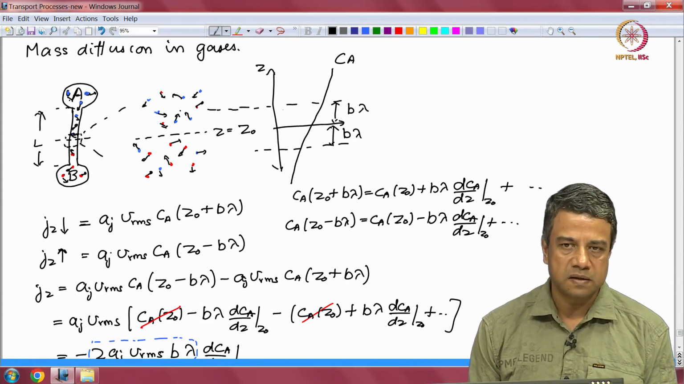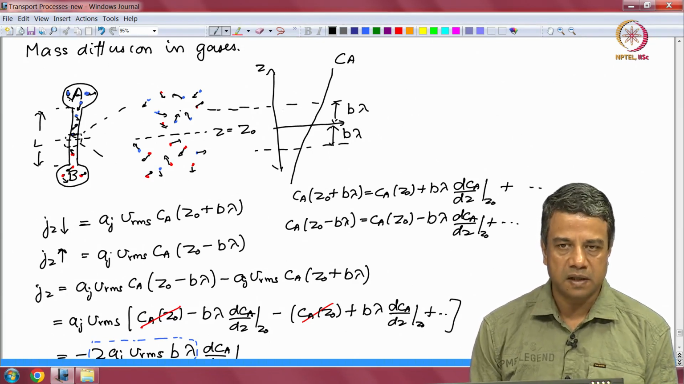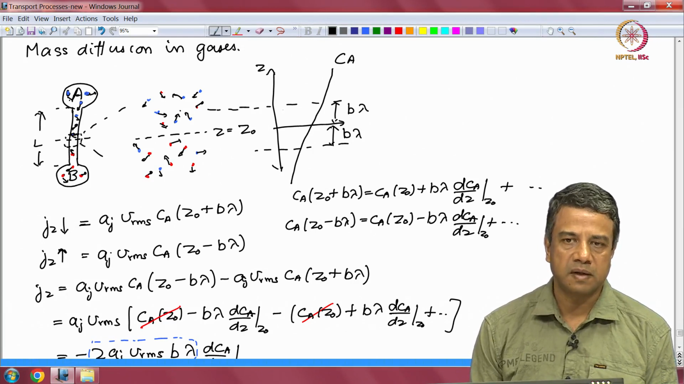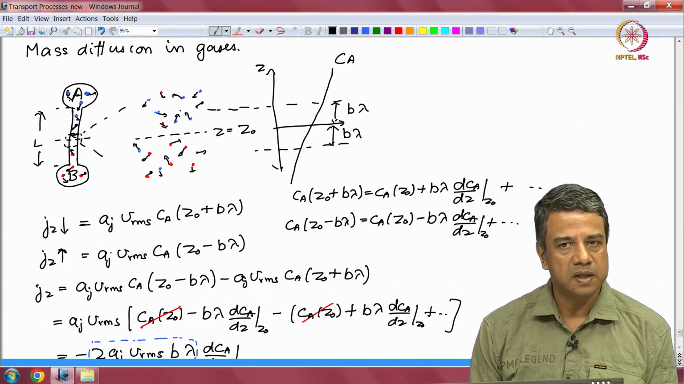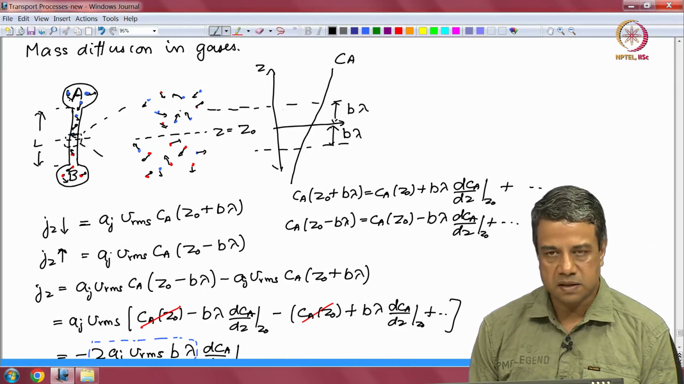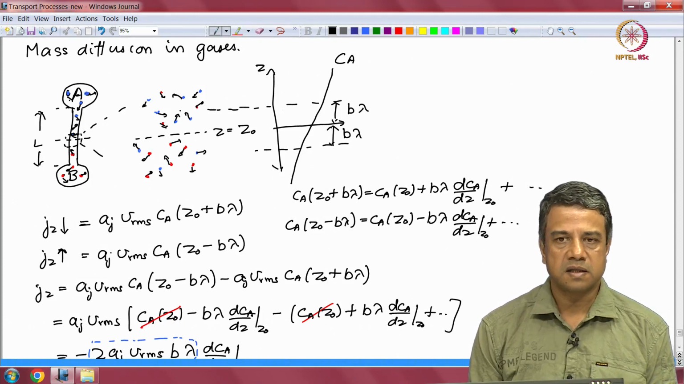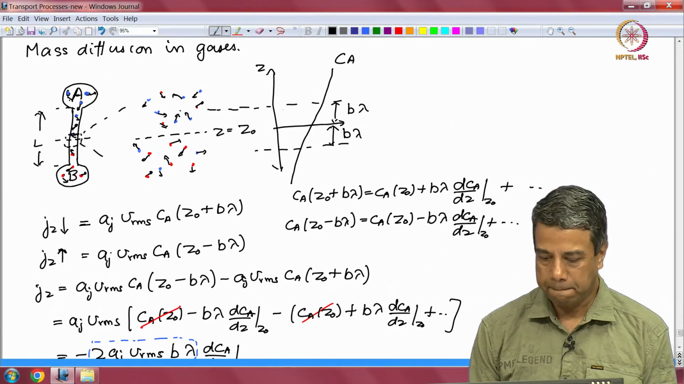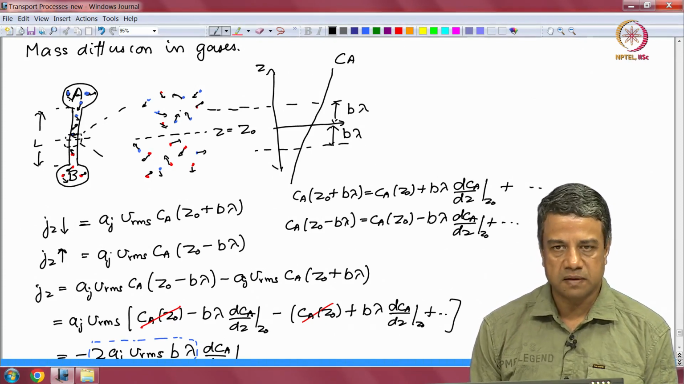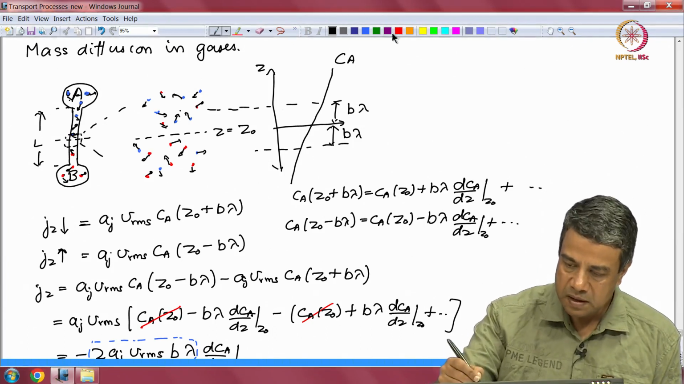There is a difference in concentration at these 2 locations. Therefore, you will have a greater number of molecules of type A coming downwards in comparison to the molecules of type A going upwards, and this results in a net flux of molecules, and this is the diffusive flux. I had done a simple calculation for you in order to estimate this diffusive flux.